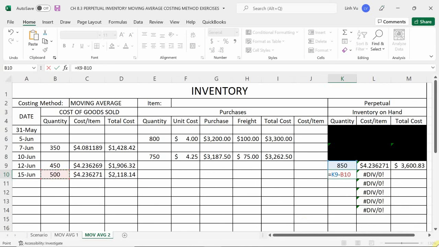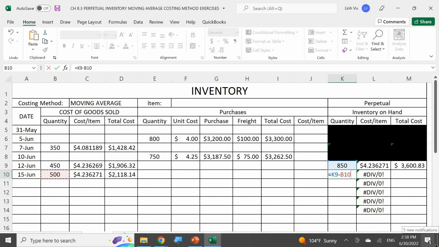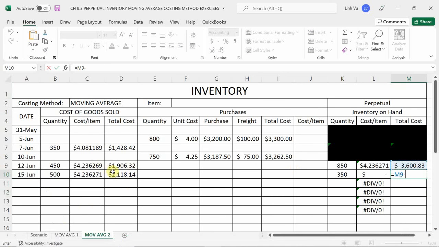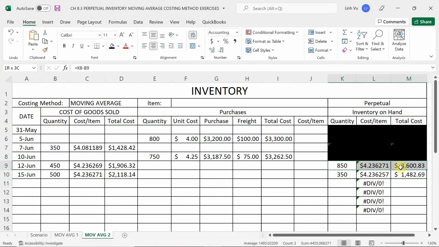So let's take that out from my inventory, right? 850 minus 500 gives you 350. Okay. And this should give you an ending balance of $1,482.69 remaining. So in this case, let's see. Oh, my average has dropped by 20 something cents. Wow, that was a lot, right? Because we sold a lot and we ended up decreasing our total cost.